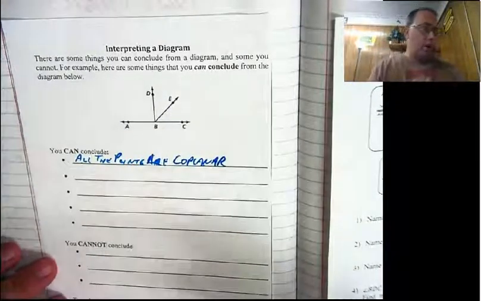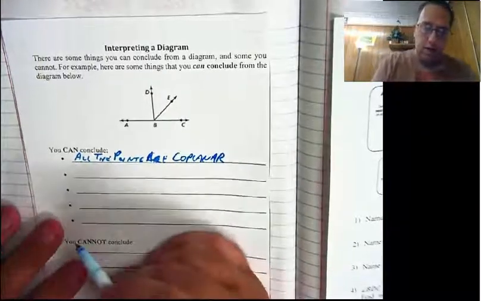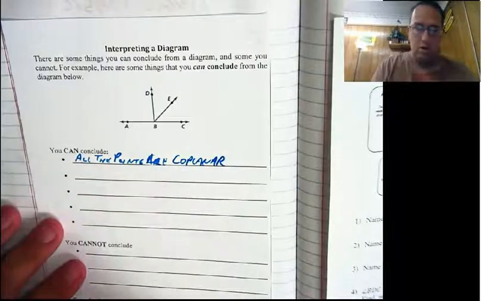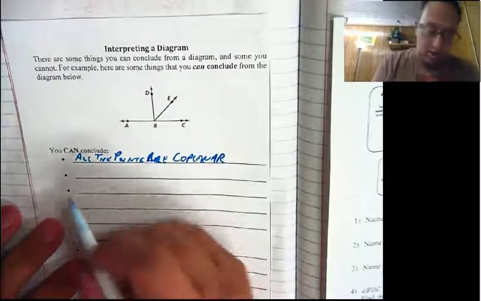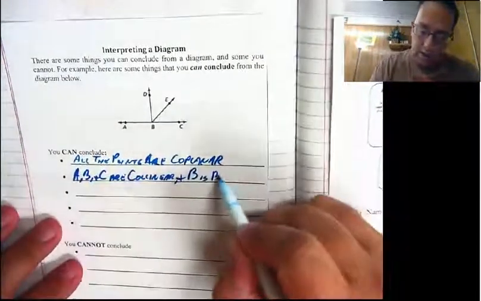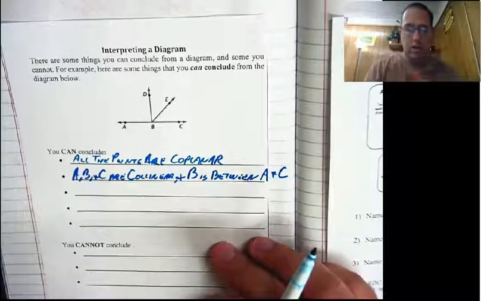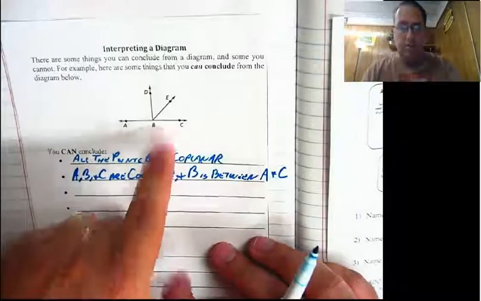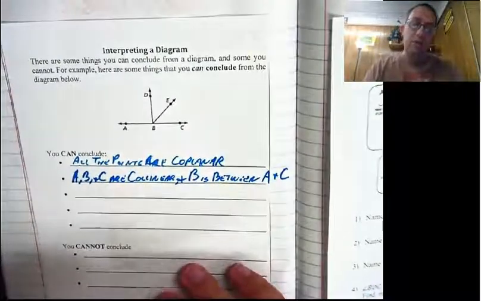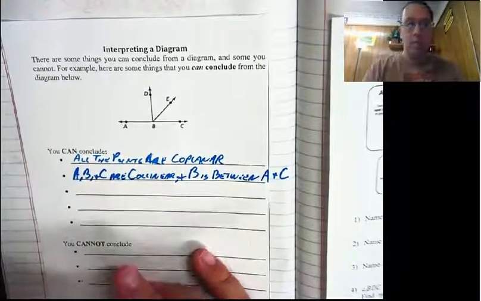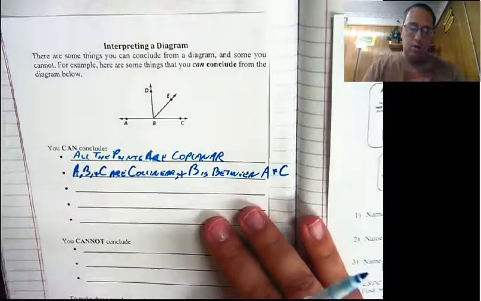Okay, other thing that we can conclude is that points A, B, and C are collinear and that B is between A and C. If it looks like it's on a line, it is on the line. If it looks like it's in between the 2 points, that's where they are. We can assume that things are in the relative position to where they appear to be. So we can assume that.